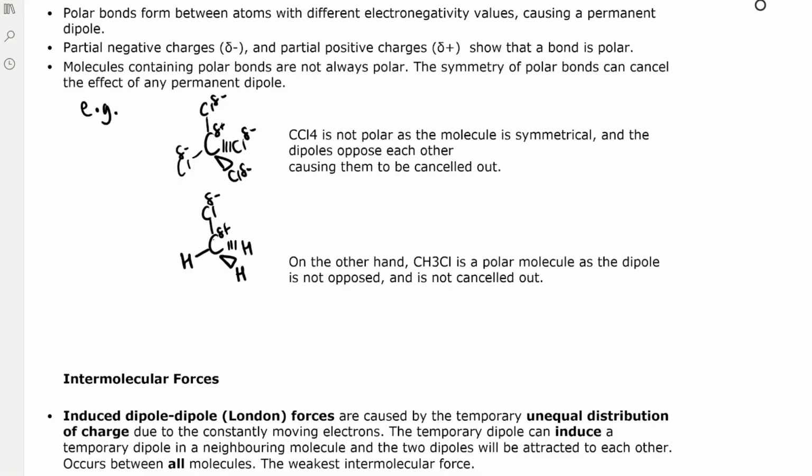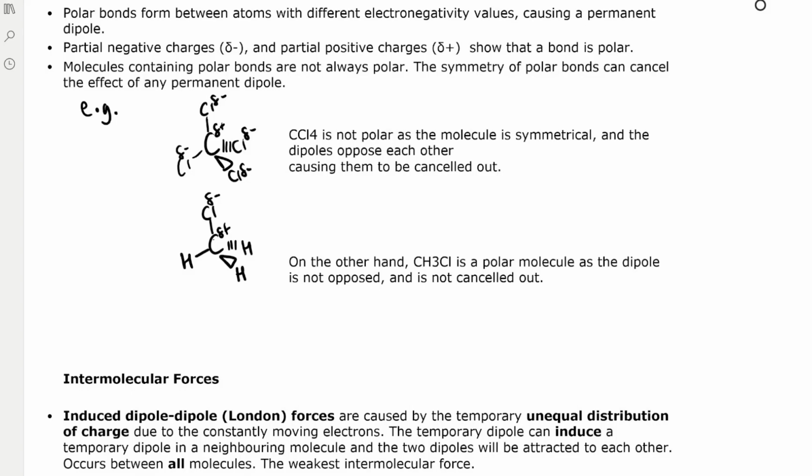Partial negative charges and partial positive charges show that a bond is polar. Molecules containing polar bonds are not always polar. The symmetry of polar bonds can cancel the effect of any permanent dipole. So, for example, CCl4 on the left is not polar, as the molecule is symmetrical, and the dipoles oppose each other, causing them to be cancelled out.